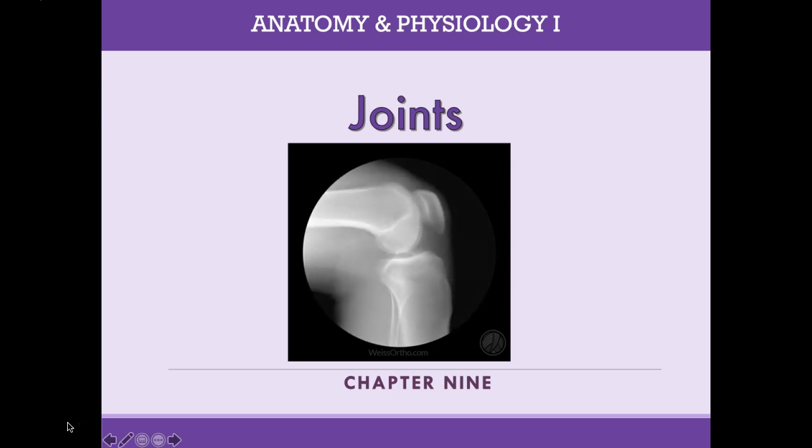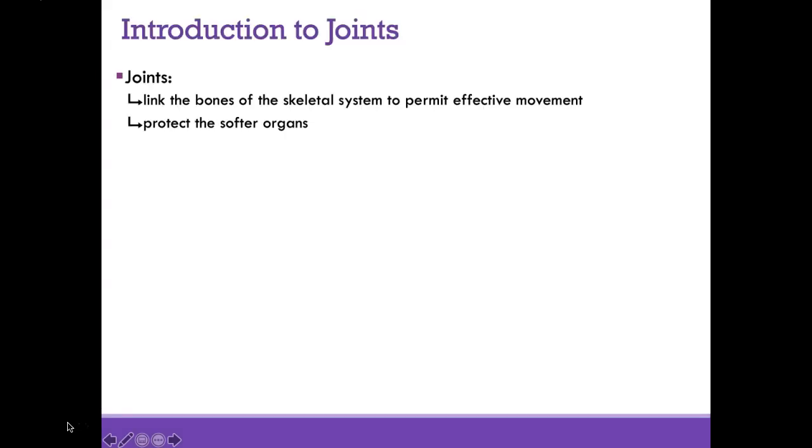Today we'll discuss Chapter 9, which is on joints. And joints are critical for the function and structure of the human body. Joints link all the bones of our skeletal system to permit effective movement. And not only that, joints also help protect our softer organs.